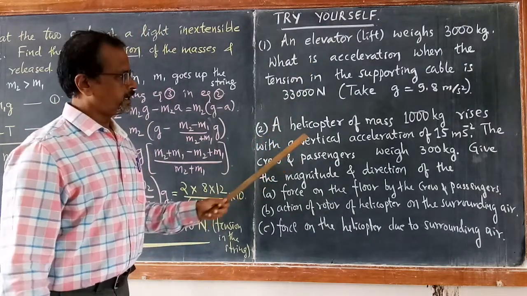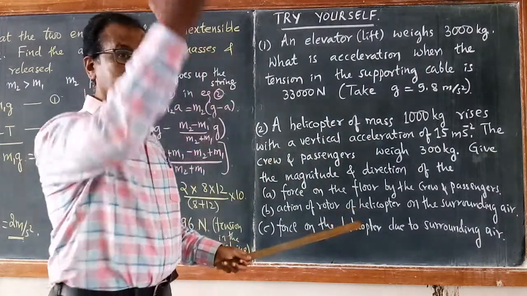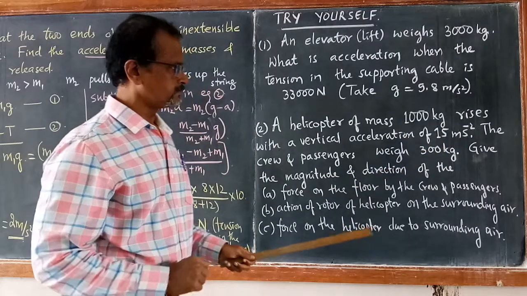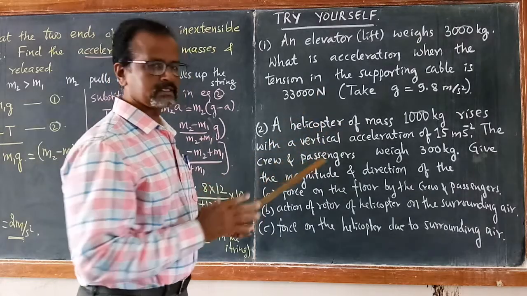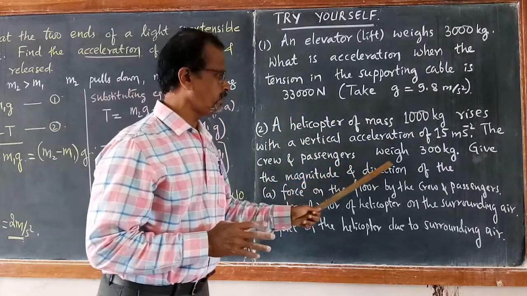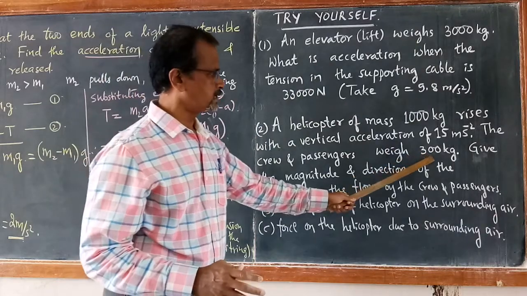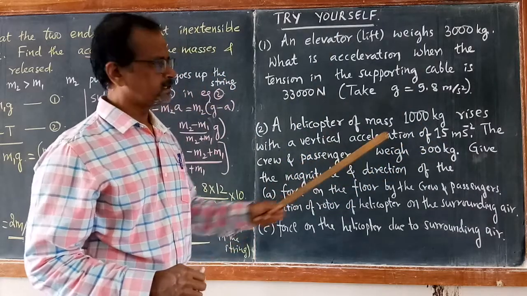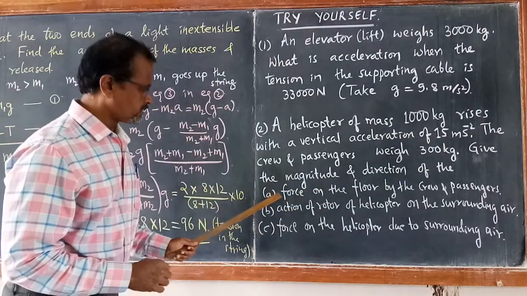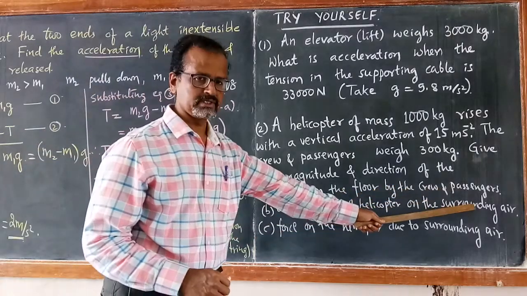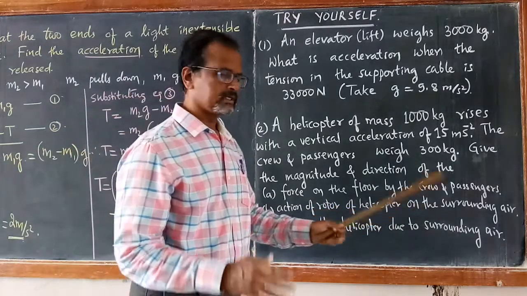Now the second problem: a helicopter of mass 1000 kg rises with a vertical acceleration of 15 meter per second square. The crew and the passengers, crew means the pilots, weigh 300 kg in total, and the helicopter is 1000 kg. Give the magnitude and direction of the following. First, the force on the floor by the crew and passengers. Second, the action of the rotor of the helicopter on the surrounding air.